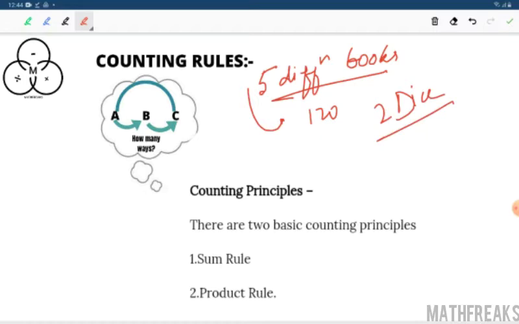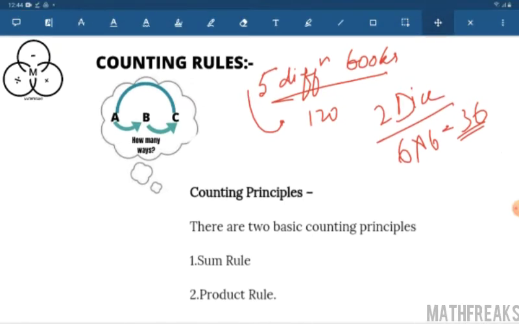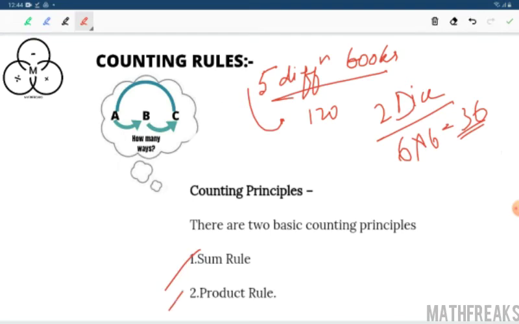Two dice are simultaneously thrown. What are the different arrangements possible? I would just simply say 6 into 6, 36, without practically counting anything. That is the benefit of learning counting rules. Basically, there are two counting rules: the sum rule and the product rule.